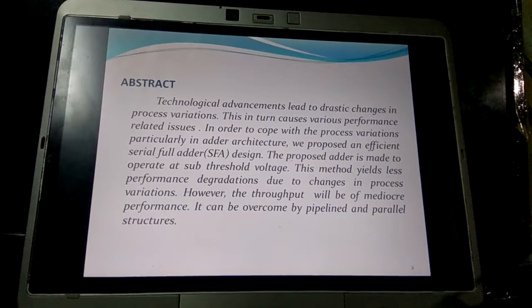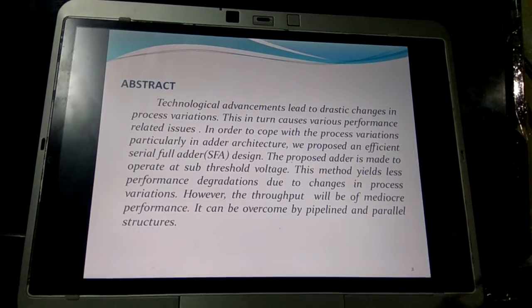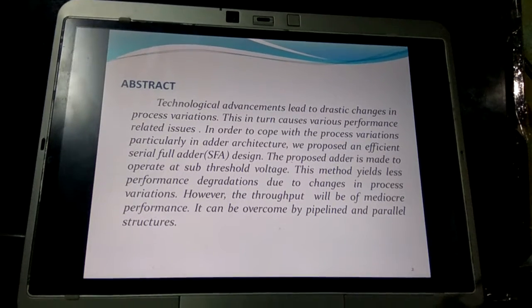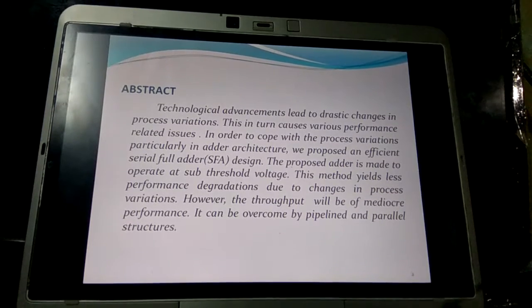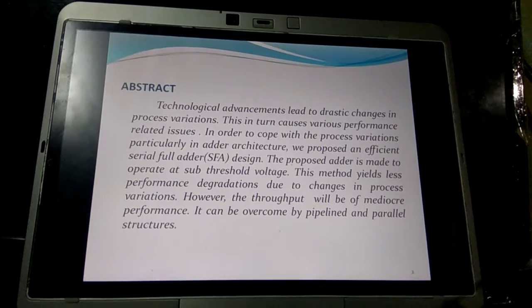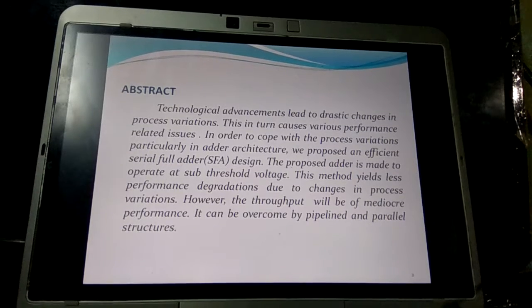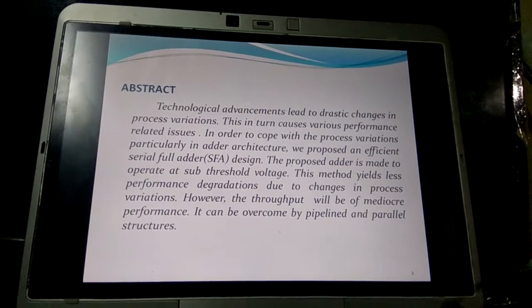This is the abstract of our project. Technological advancement leads to drastic changes in process variations. This in turn causes various performance related issues. In order to cope with the process variation, particularly in adder architecture, we proposed an efficient serial full adder, SFA, design. The proposed adder is made to operate at subthreshold voltage. This method yields less performance degradation due to changes in process variations. However, the throughput will be of mediocre performance. It can be overcome by pipelined and parallel architectures.